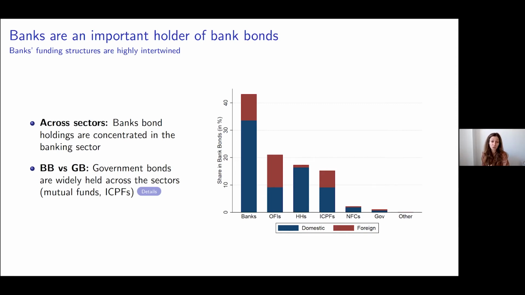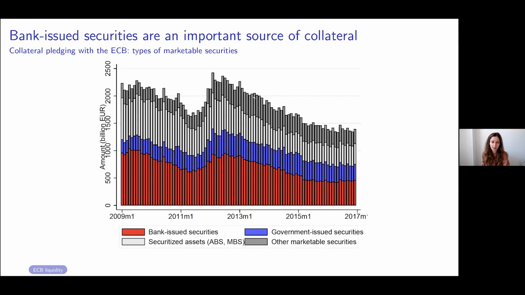So because bank bonds are so heavily present on bank balance sheets, is it perhaps unsurprising that bank bonds are also used as collateral by these banks? In this graph, I'm showing you the securities that are being pledged with the ECB to receive lender of last resort liquidity. And the blue shaded area is the importance of government issued securities. And you really see that government bonds are important. They're always very, very important.